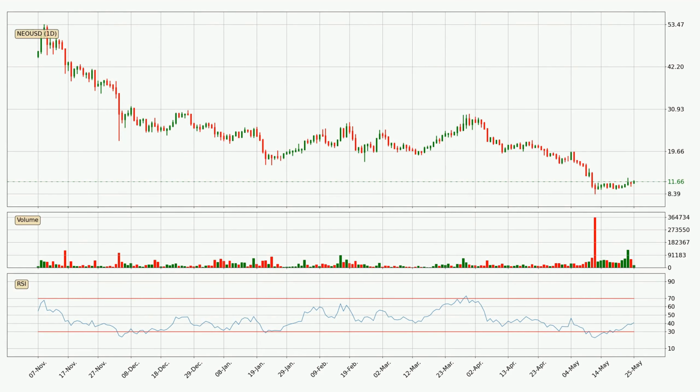Looking at the daily relative strength index, the current daily RSI is at 41, so there are currently no signs of the crypto being overbought or oversold.